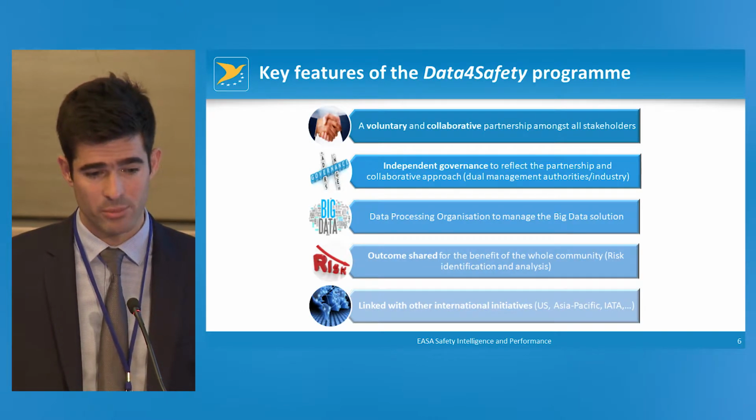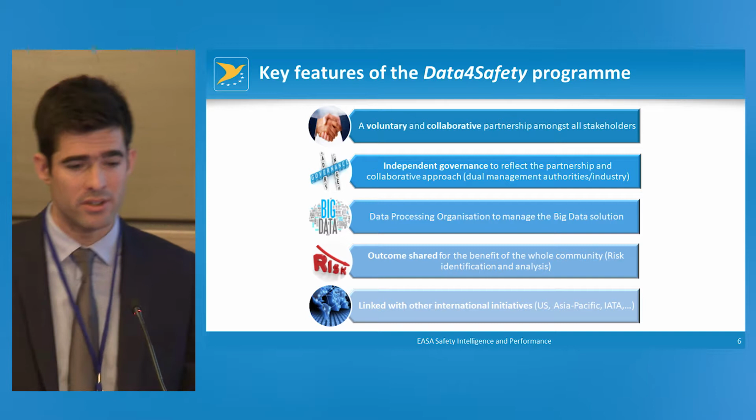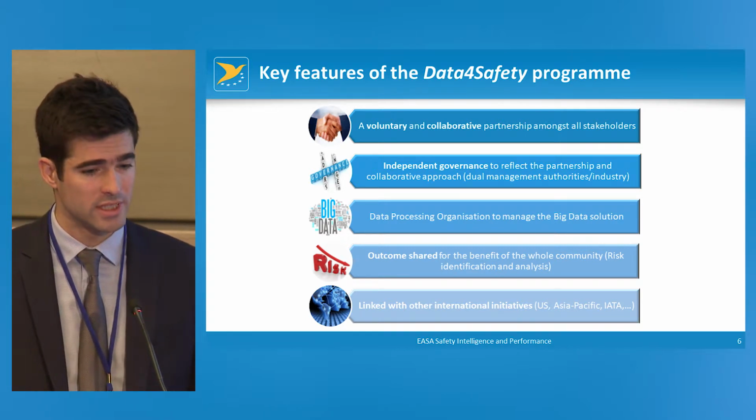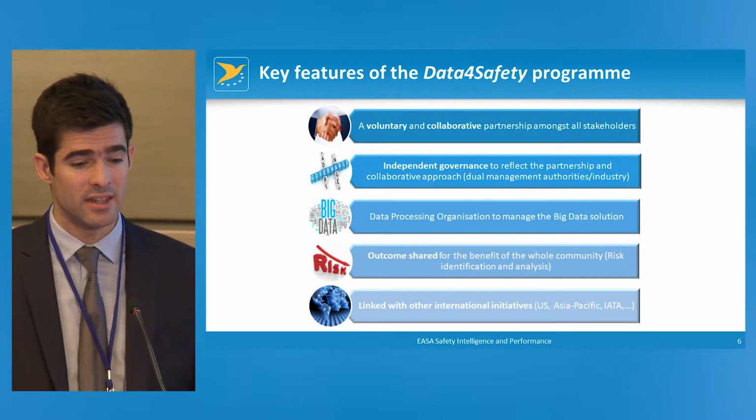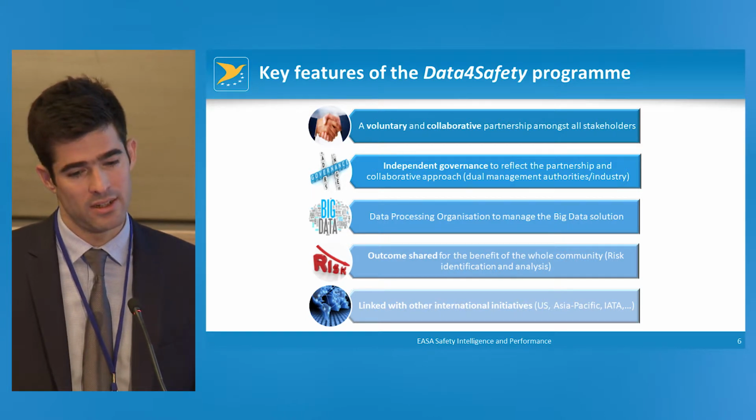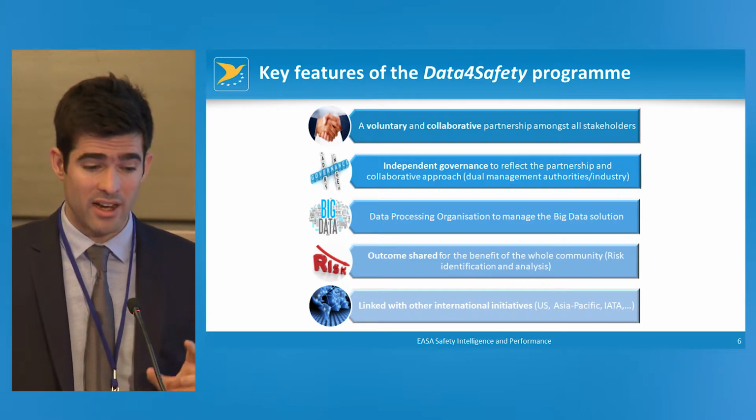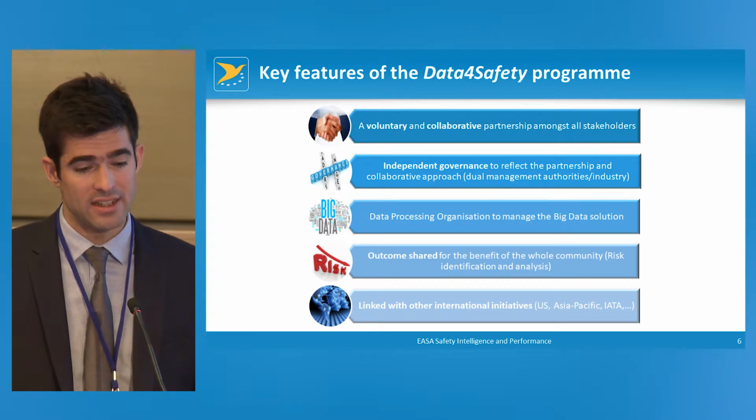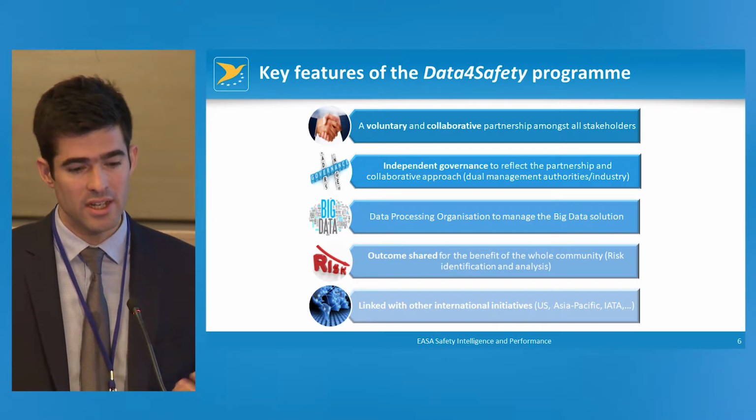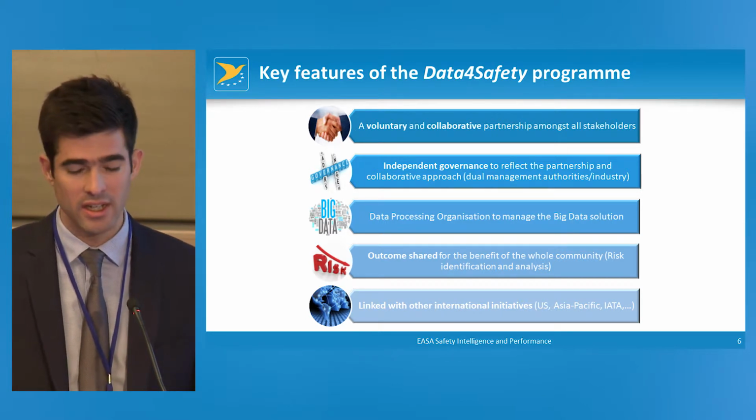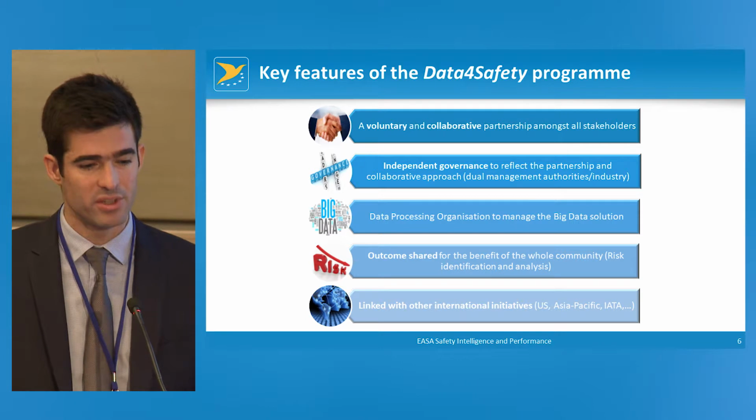Those key principles are presented on this slide. The first one: it has to be a voluntary and collaborative partnership among all stakeholders. And this has to be reflected in an independent governance, reflecting the partnership and collaborative approach between authorities and industry, with a dual authority-industry management. One key element highlighted by this consultation phase is the need for an independent third-party entity in charge of processing and protecting the data. So a data processing and protecting organization, providing the big data solution, but also implementing the data governance and data protection principles.